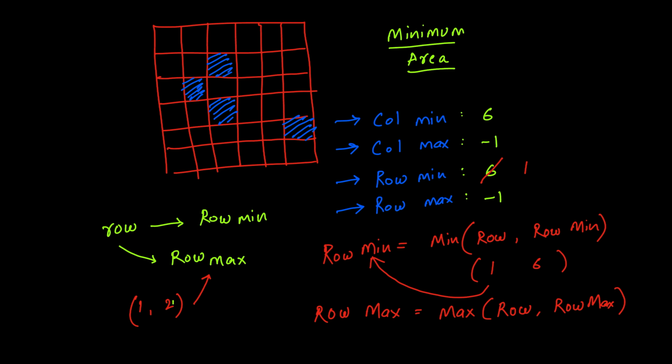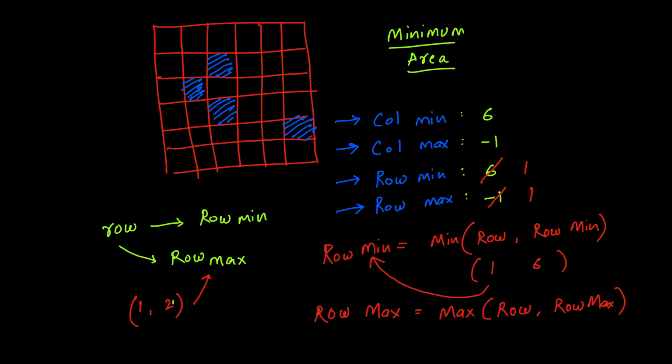We'll use similar logic to calculate the row max, which is the comparison between the row and the row max value, and only the higher value will be saved. The row value is 1 and the row max is -1, hence 1 will be saved in the row max variable. This process will continue for all of the cells whose value is 1 on the grid.